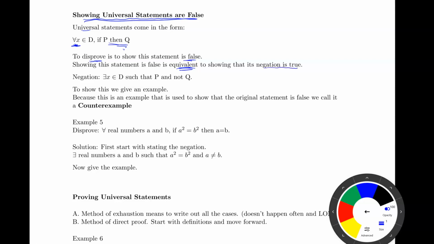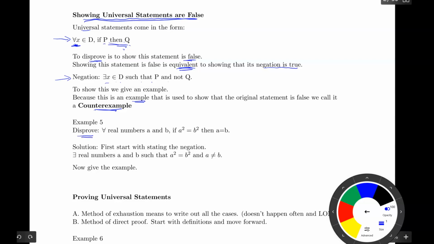The negation of this would be: there exists an x in D such that P and not Q, because you take the negation of an if P then Q. I'm going to give you an example. Because this is an example to show that the original is false, we call it a counterexample.